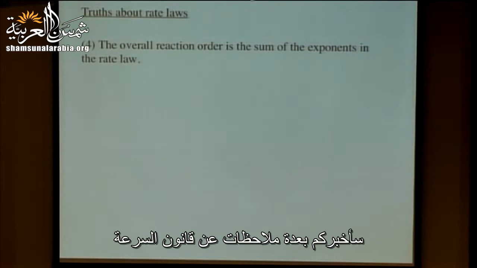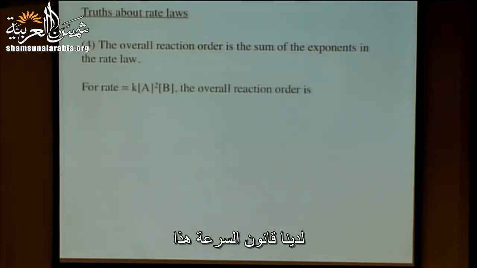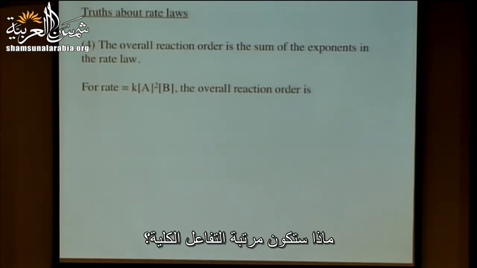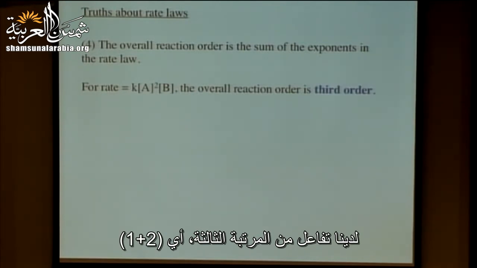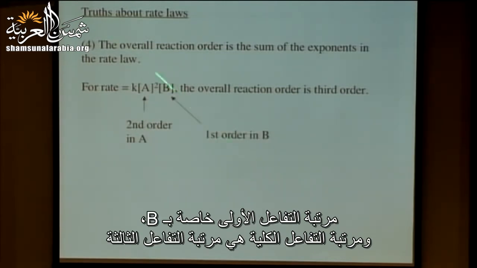All right, a couple more things that are true about rate laws. So the overall reaction order is the sum of the exponents in the rate law. So then, if you had this rate law, rate equals k times A to the 2, second order, and B to the 1, the overall order for this would be 3. So a third order, sum of 2 plus 1. So for this particular one, you're second order with respect to A, first order with respect to B, third order overall.